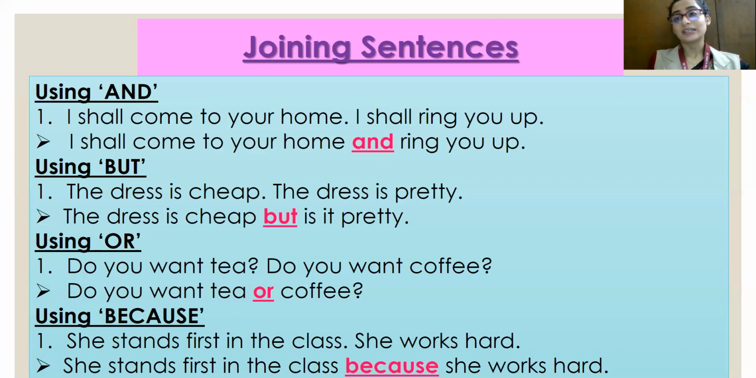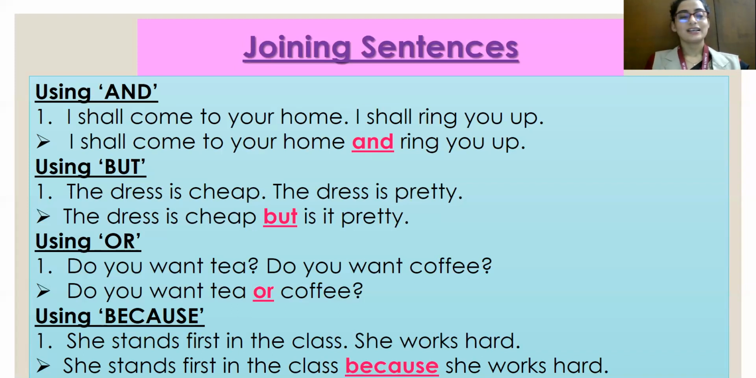Children, it is pretty clear how we use this because we are asking the other person to make a choice. You need to choose between tea or coffee. So that is how we use this conjunction or for joining two sentences together. Then we come to using because.